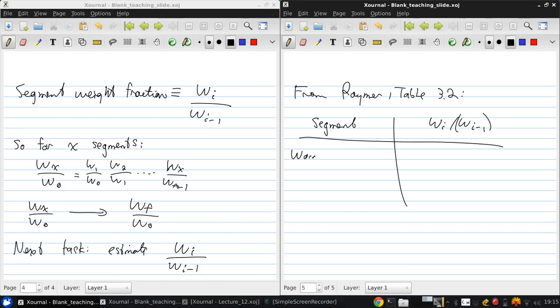For takeoff, 0.970. Climb, 0.985. Landing, 0.995. So note that we've neglected the descent here. We typically will just assume that the cruise ends with a descent.